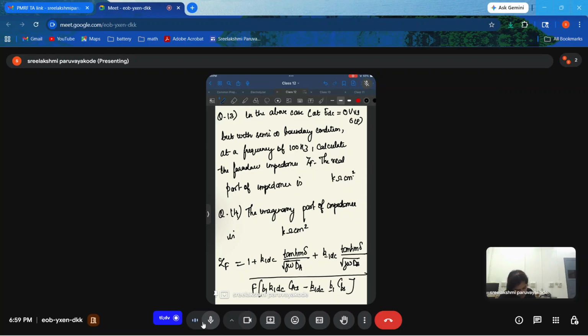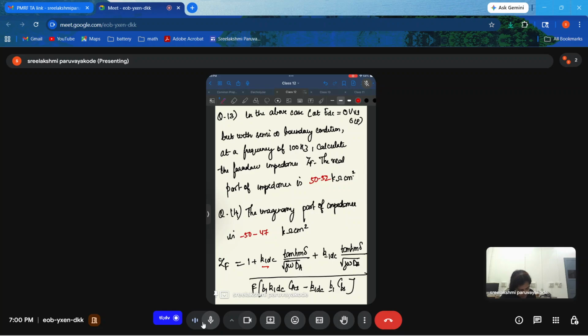So as per this question, the real part should be between 50 to 52 kilo per centimeter square, and your imaginary part will be between minus 50 and minus 47. So this is the range in which your answer can vary. Okay, please do it by yourself.